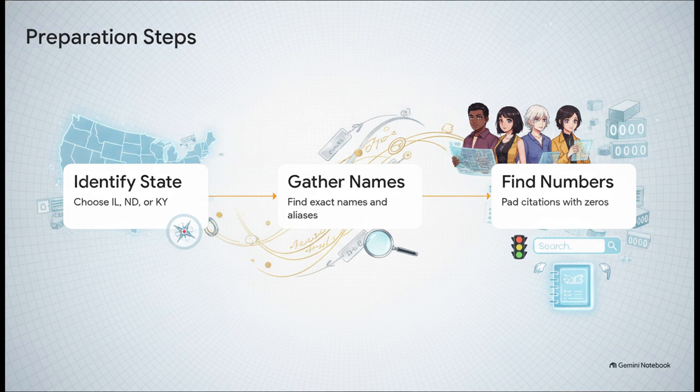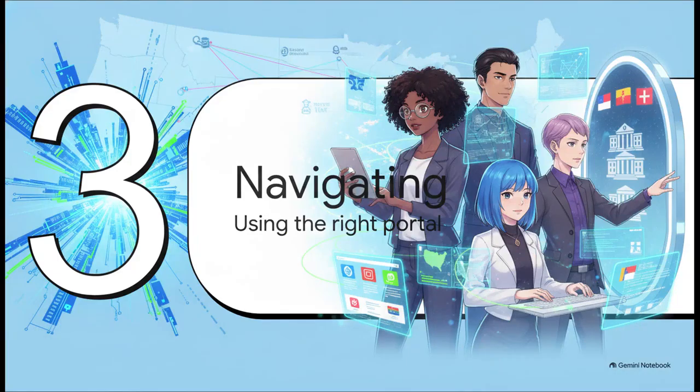And hey, here's a massive pro tip from our sources. If you're looking up a traffic ticket in North Dakota or Illinois by the citation number, you often have to pad that number with leading zeros just to meet the system's character requirements. So if the ticket is 987-654, you literally might have to type 00000987654 just to get a match. Crazy, right?